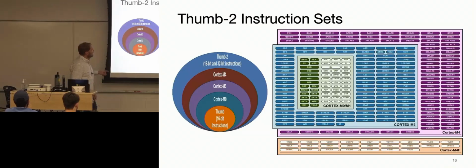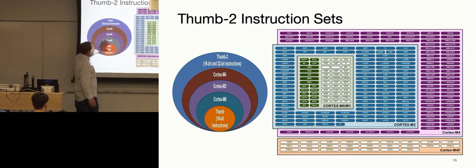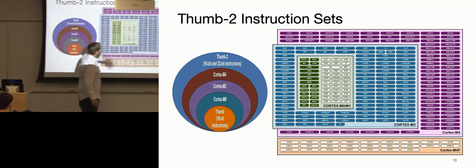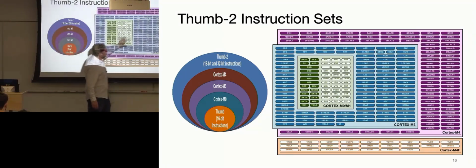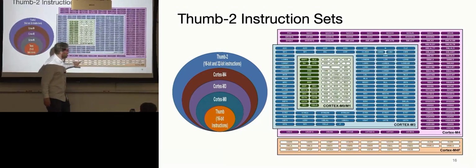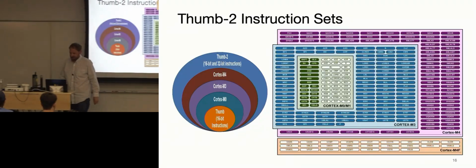And then different microcontroller architectures will do different subsets of the instructions. So Cortex M0 is the smallest, M1 and M0, and then you have a larger number of instructions, including these for the Cortex M3, M4, and then the floating point variants as well.